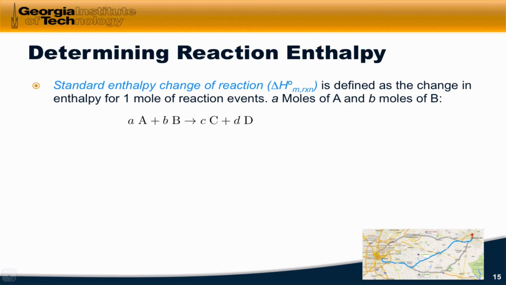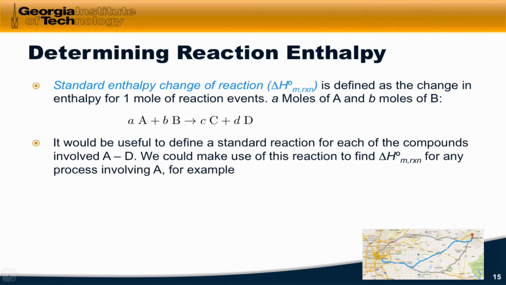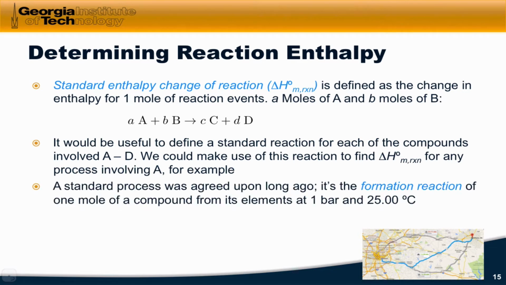So the standard enthalpy change of reaction is defined as you see here, and we've seen that already. And what we can do is define a standard process for each of these reactants or products, A through D, each of the compounds involved. We could make use of this standard process to find the standard enthalpy change of reaction simply by adding and subtracting the standard processes.